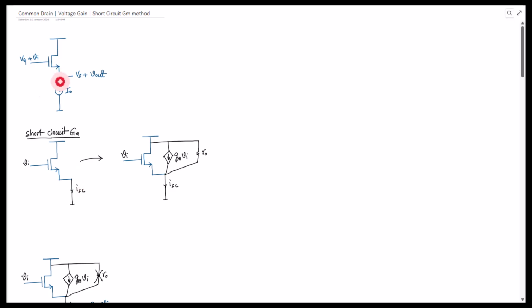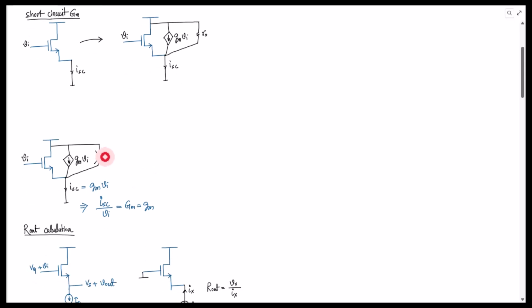For that, see, this is the output, and in small signal, this is completely open. So we can see we basically have one gm times Vi current, along with r0. From this node, we can calculate exactly what the Isc is. As you can see, this r0 is connected here to the ground. Here also it is grounded. So there is no use of this r0.